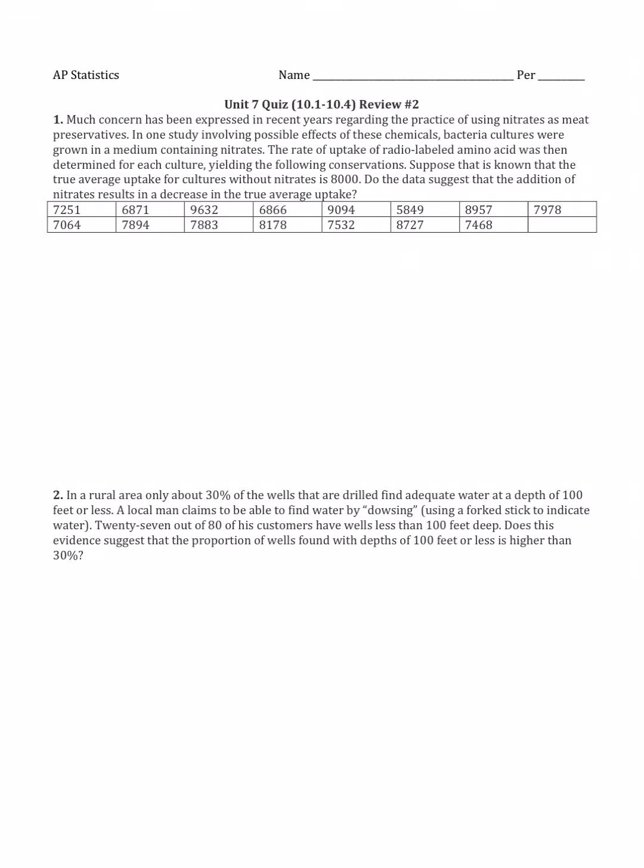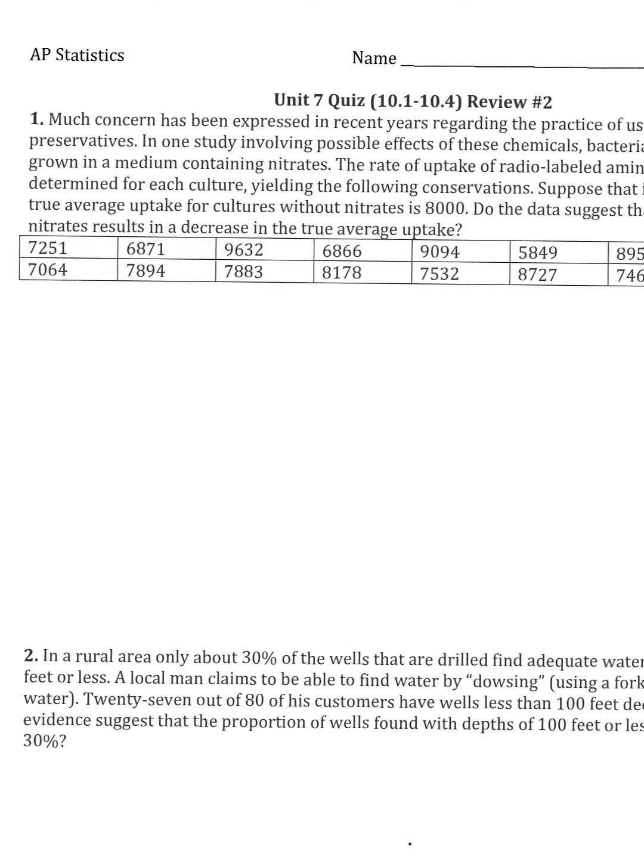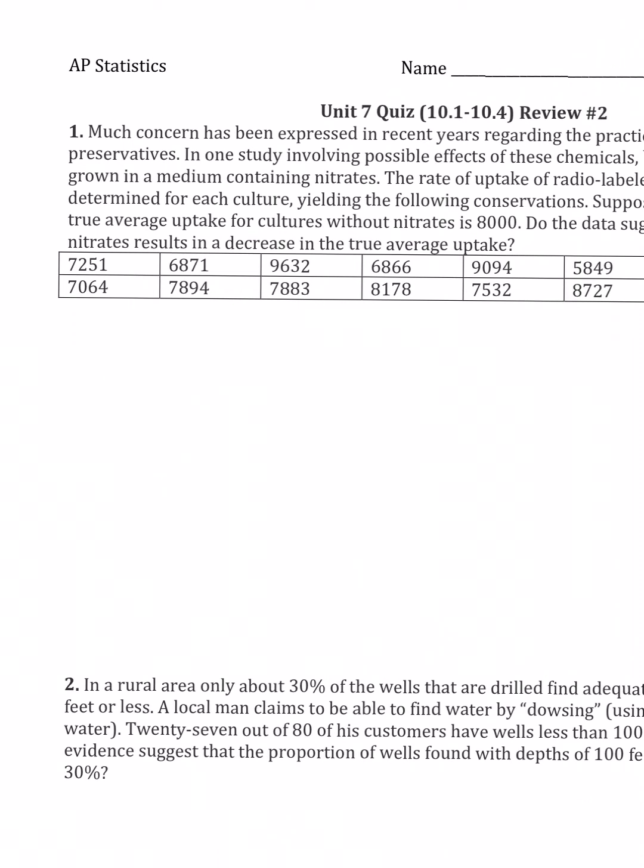What a wordy problem. Okay, well, we can tell the data is numeric because we're given the raw data. So let's get started with this. Mu is going to be the true average uptake. And we want to see if it's going to decrease.